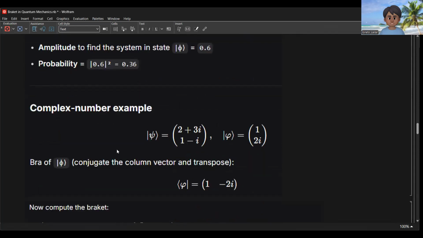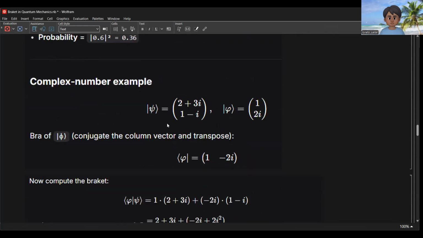So we have a complex number example. So we have another example here. The psi of psi here is 2 plus 3i. This is the matrix here.